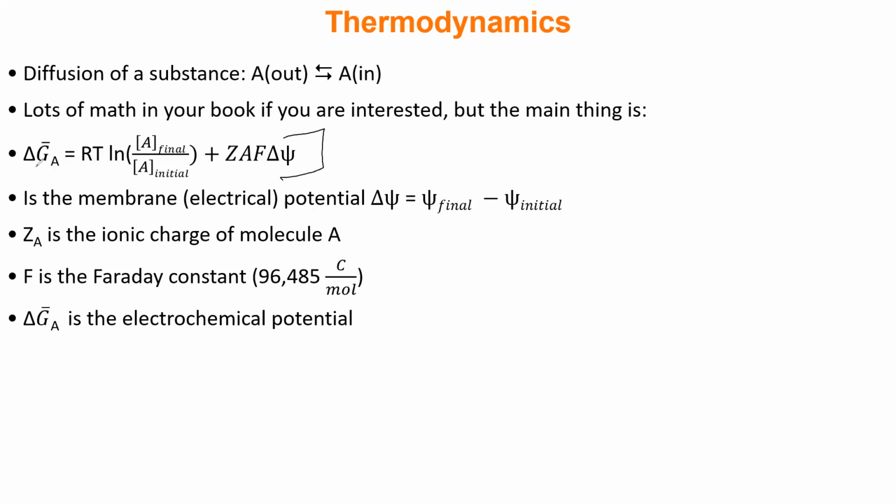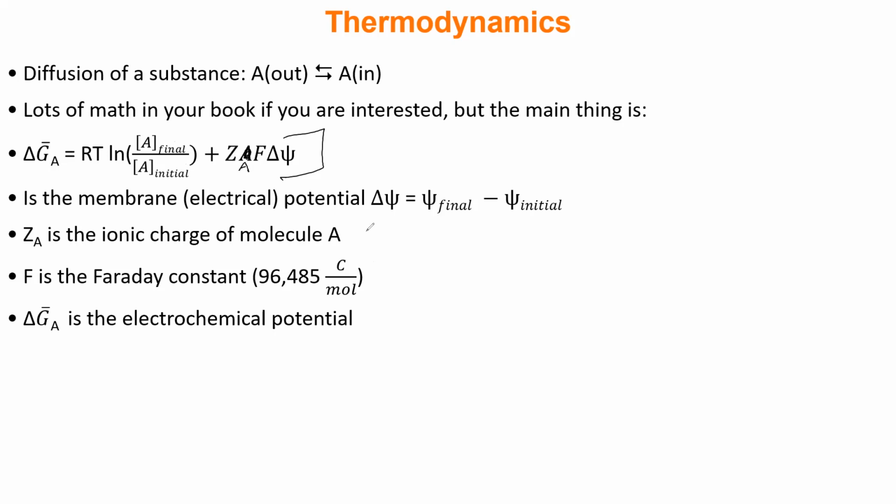this equation, where delta G equals RT, so R is the gas constant, T is temperature, times the natural log of the concentration of molecule A in its final location divided by the concentration at its initial location, plus, and this is supposed to be a lowercase, Z of A, the charge of A. Z of A is something that students seem to get confused on a lot.